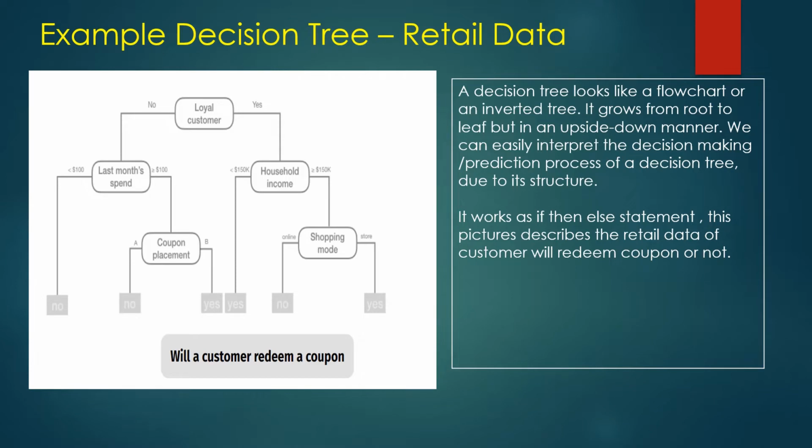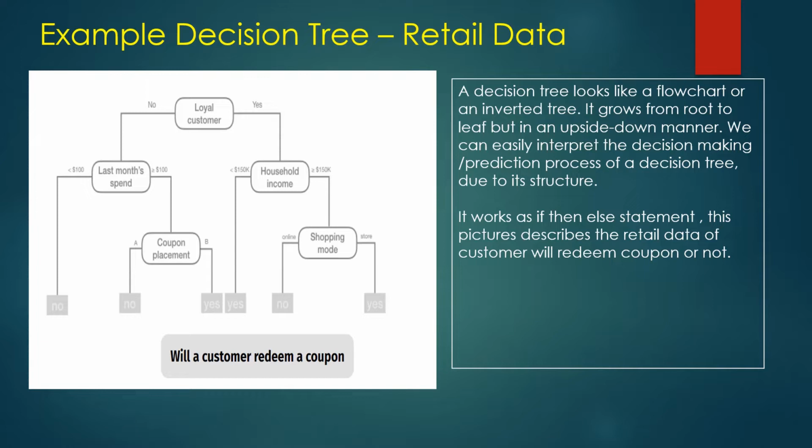There is an example of a decision tree with real data. A decision tree looks like a flowchart or an inverted tree. It grows from root to leaf, but in an upside down manner. We can easily interpret the decision making and prediction process of a decision tree due to its structure. It works as if-then statements.